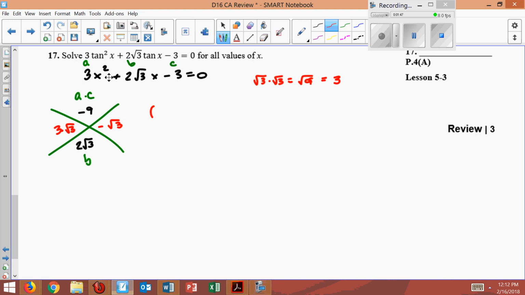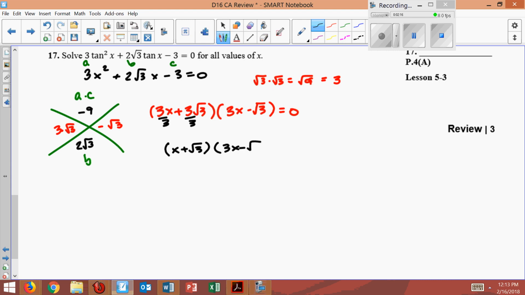So your A value stays the same. You just break the middle term as 3x plus 3 square roots of 3 and 3x minus the square root of 3. Now, whenever we factor, if your A is greater than 1, one of these parentheses should simplify, which is here. This one will simplify by being divided by 3. You do not divide inside the square root, so it's just going to look like this. It'll be x plus square root of 3 and 3x minus square root of 3 equals 0.